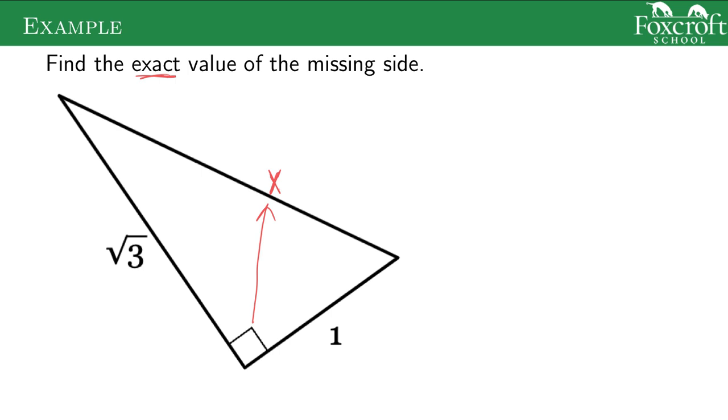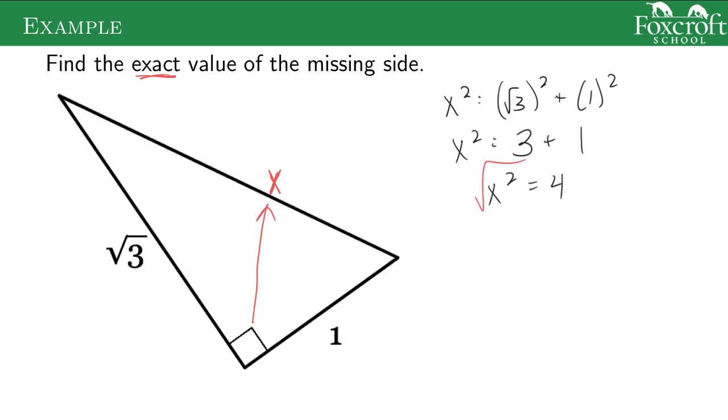So if that side is x, I'm going to get x squared equals the square root of 3 squared plus 1 squared. The square root of 3 squared, the square root and the squared are opposite, so they cancel out, and that just gives me 3 plus 1. So x squared is 4. Take the square root to cancel out the x squared, and the square root of 4 is 2. So my final answer is 2. I don't have to have any square roots or anything in this answer. I just get 2 as my final answer.